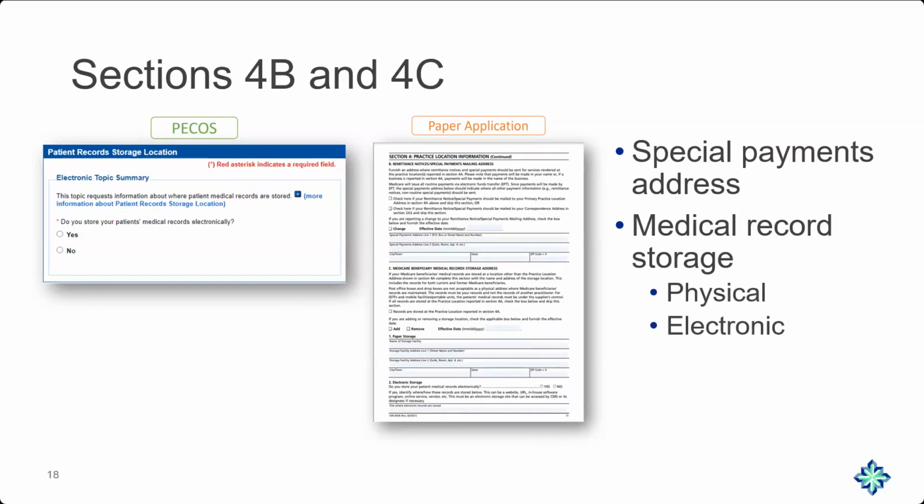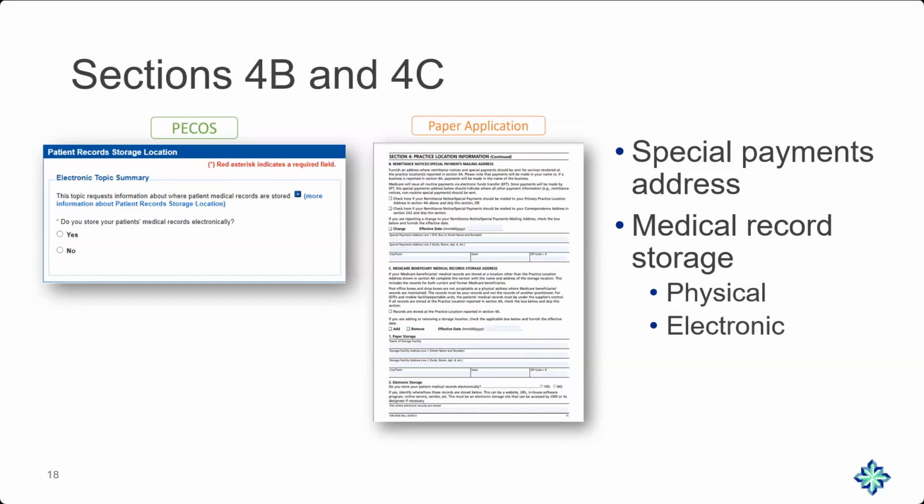There is a question that you can answer both on the electronic and the paper that allows you to say it's the same as the practice location. That is fine, and you do not need to provide the address again. So both have it built in where we try to simplify and eliminate you from unnecessarily needing to duplicate information.